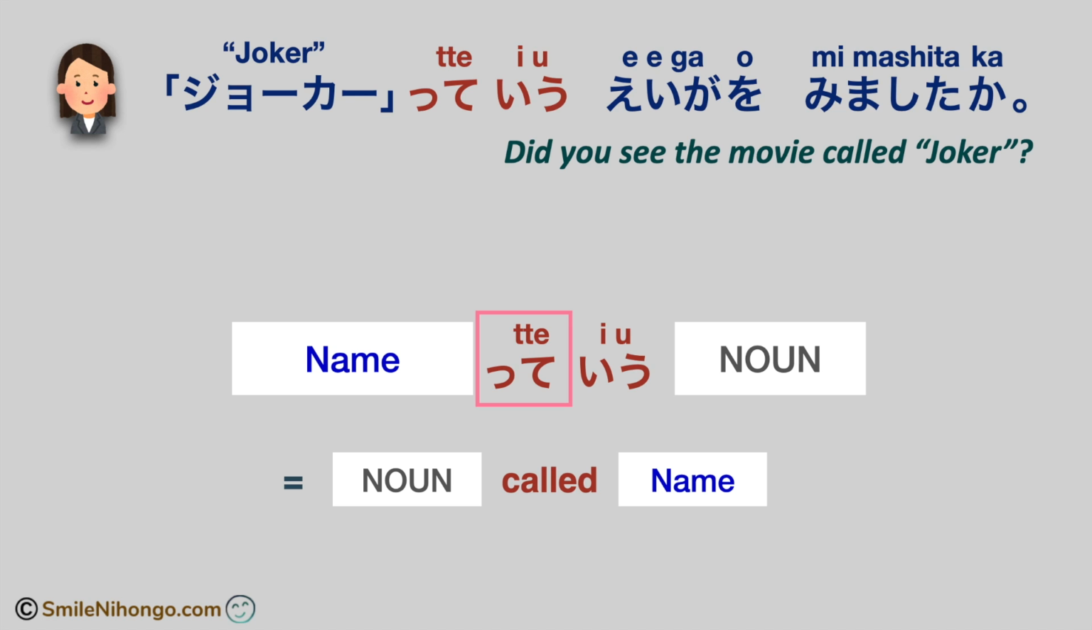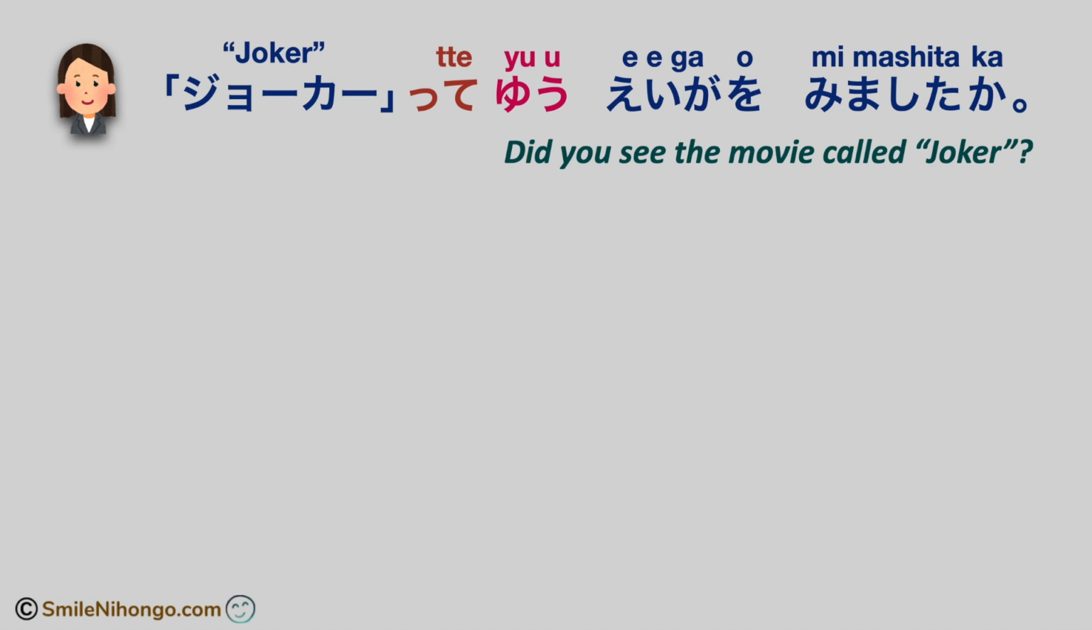This って is the conversational version of the quotation particle と and いう means to say. っていう is a little bit difficult to pronounce when we are speaking at natural speed, so native speakers often replace it with ていう and say ていう instead of っていう。So let's use ていう here.